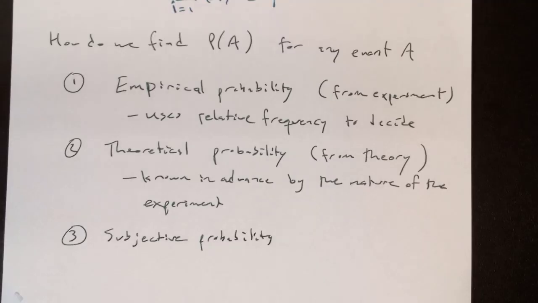The third method, typically called subjective probability, is an informed judgment. This is an expert opinion. Chance Steelers are going to win the 2027 Super Bowl? I haven't the foggiest idea. I don't follow football that closely, but somebody who does would be able to come up with a subjective opinion about what they think is the probability.